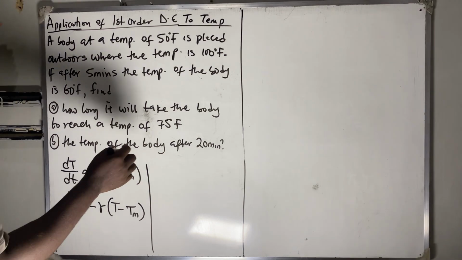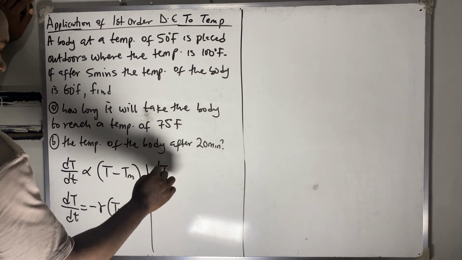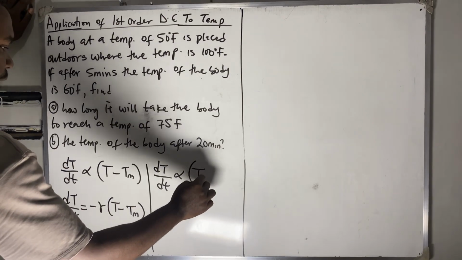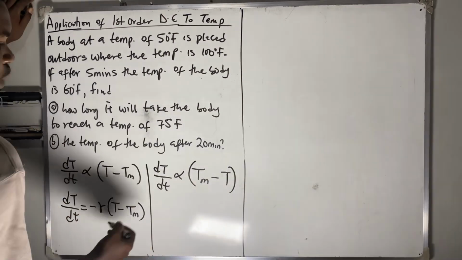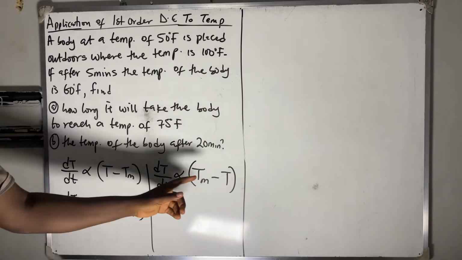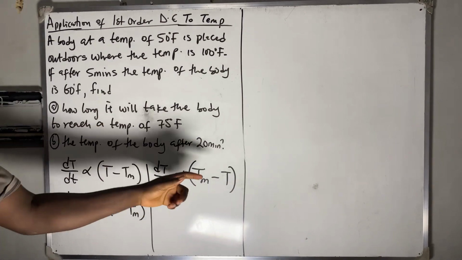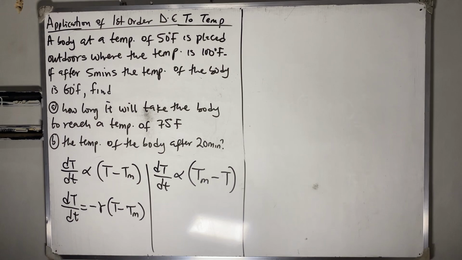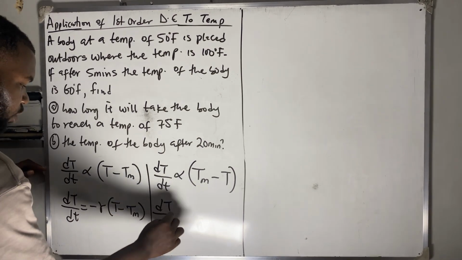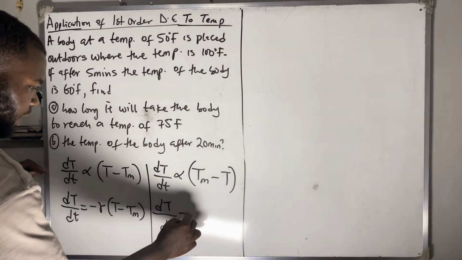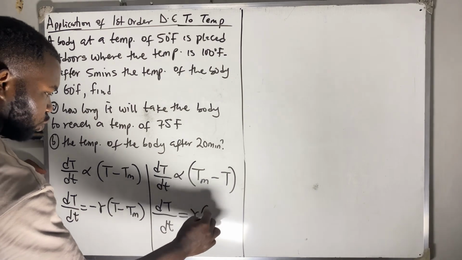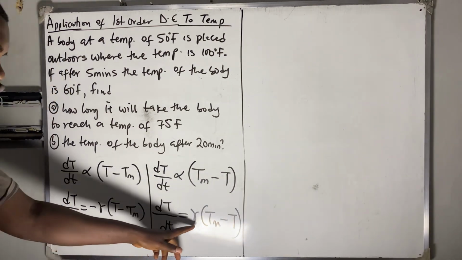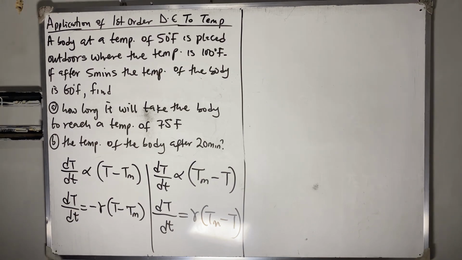Since it is heating, dT over dt is directly proportional to Tm minus T. Why? Because the temperature of the surrounding, which is Tm, is bigger than the temperature of the body itself. So dT over dt will be equal to r times Tm minus T. This is positive to show that it is not cooling but heating.